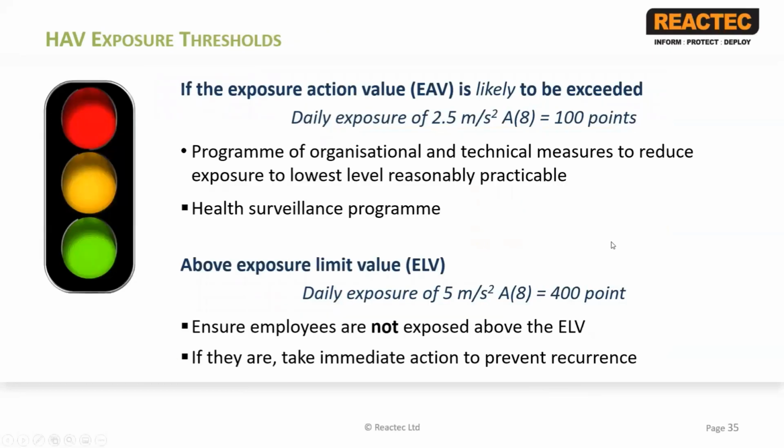So just to explain a little further on the exposure thresholds. So first of all, the exposure action value, which is expressed as either 2.5 meters squared in A8 terms, or much more simply as 100 points. If exposure is deemed to exceed 100 points, then there is a legal requirement to put in a program of measures or controls to reduce that risk. There is also a requirement to ensure that the employee has access to a health surveillance program.